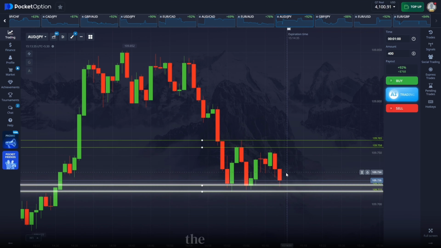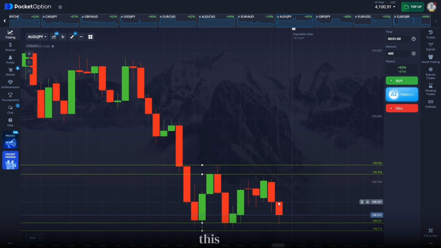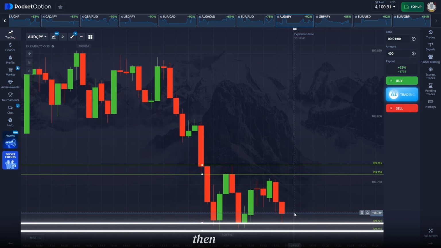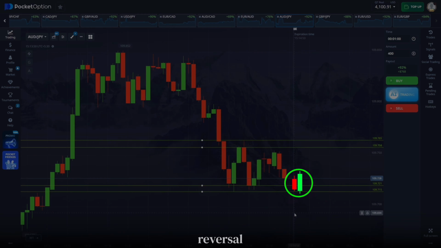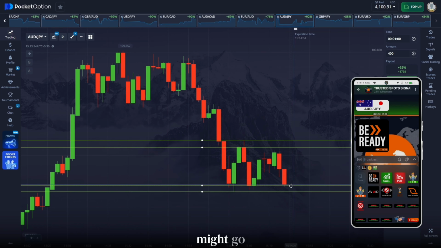Price finally hit the support level. As you can see, there is a wick rejection. Now the next part is very simple. I have to wait for this 1 minute candle to close. The closing of the candle needs to be near this support level. Then only I will look for a bullish reversal pattern. Because if the closing is far, the price might go down again.